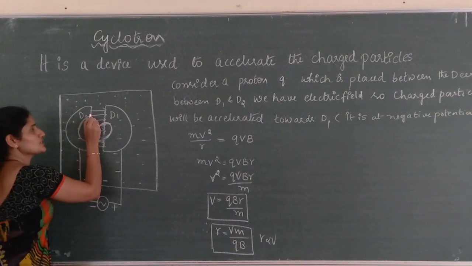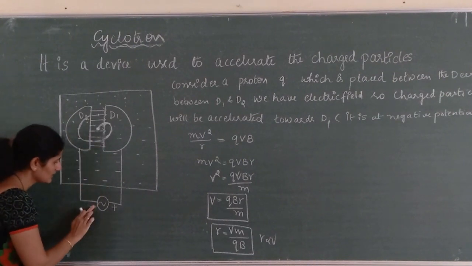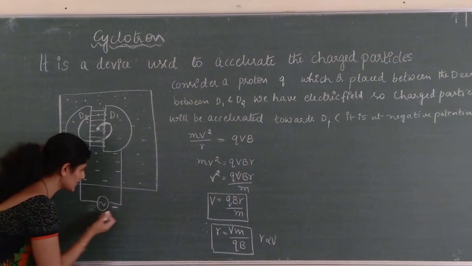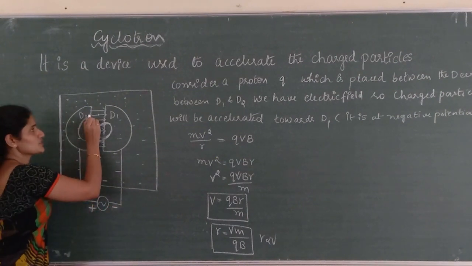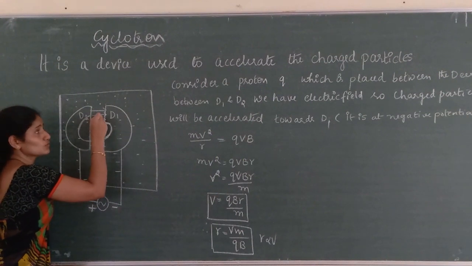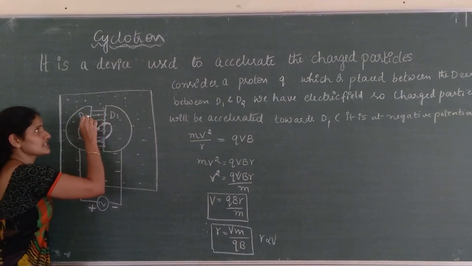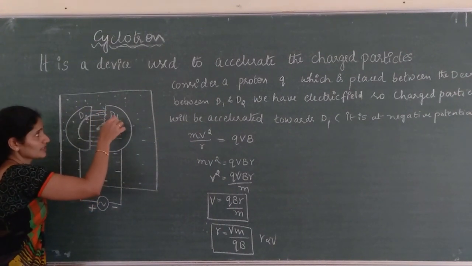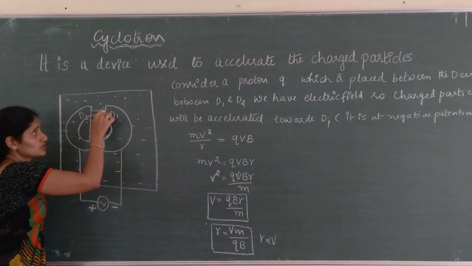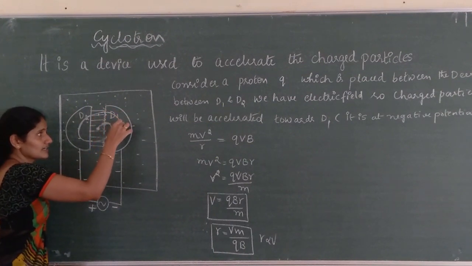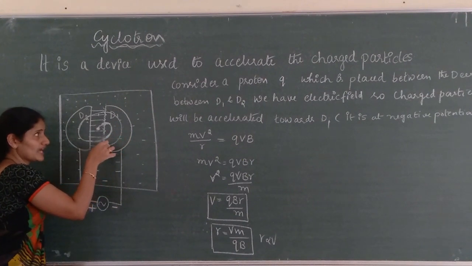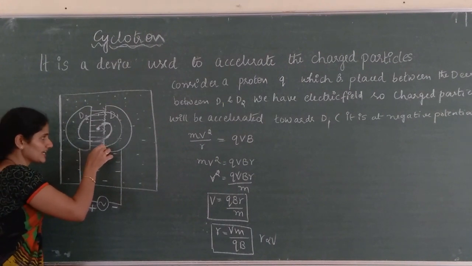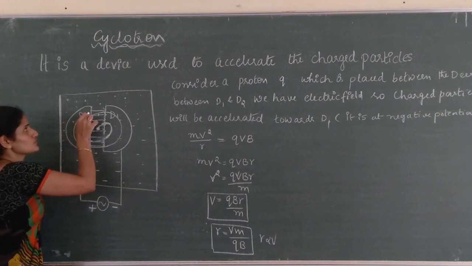Again, when this charged particle enters the electric field, the potential reverses. That means, again D1 becomes negative and D2 becomes positive. The charged particle enters this electric field. Due to this electric field, velocity again increases. When it enters D1 with increased velocity, what happens? Due to the magnetic field, it describes a semicircular path and the radius of the semicircle is more because the velocity is more. Again, this process continues.